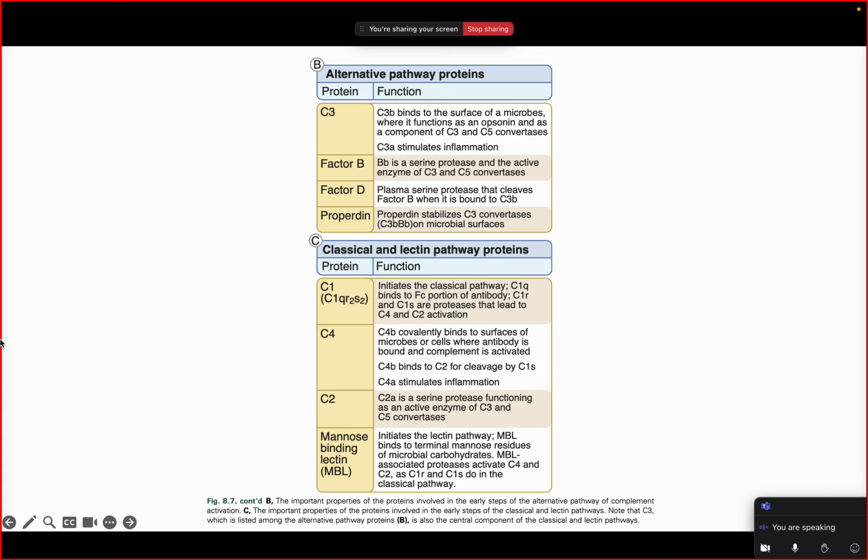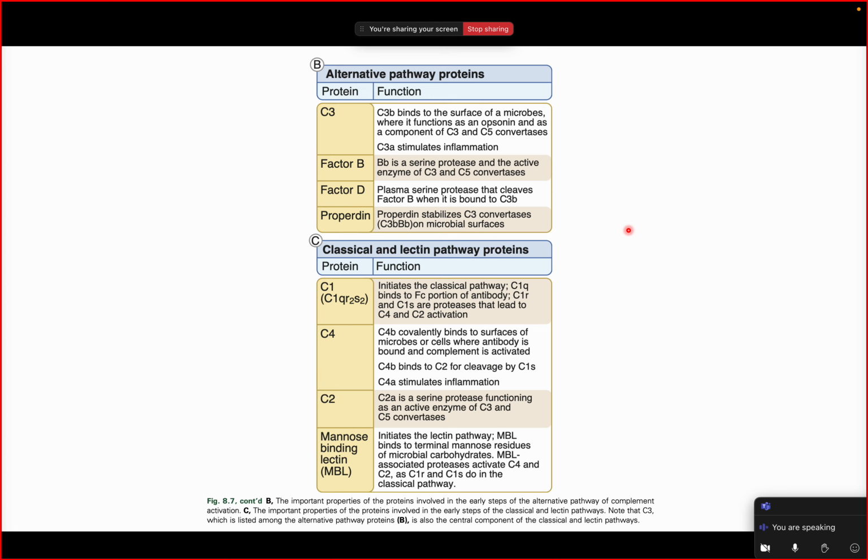So this is just the basic theoretical functions of whatever we have seen till now. C3b binds to the surface of a microbe where it functions as an opsonin. Now you know what opsonization or opsonin is. It is also a component of C3 and C5 convertases. C3a stimulates inflammation. Factor B: Bb is a serine protease and the active enzyme of C3 and C5 convertases.